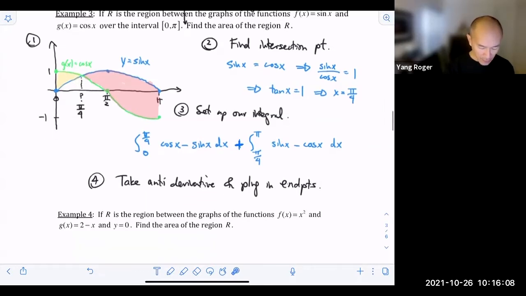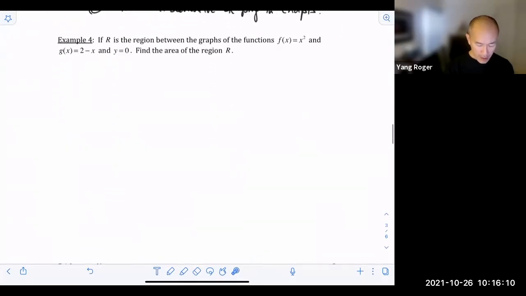Let's take a look at example 4 together. I want to draw a picture and really ask you a couple of questions. In example 4, it says, if R is the region between the graphs of the functions f of x equal to x squared and g of x equal to 2 minus x and y equal to 0, we want to find the area of the region that's bounded by these three functions. So these three functions are going to act like a boundary. Let's try to graph this real quick.